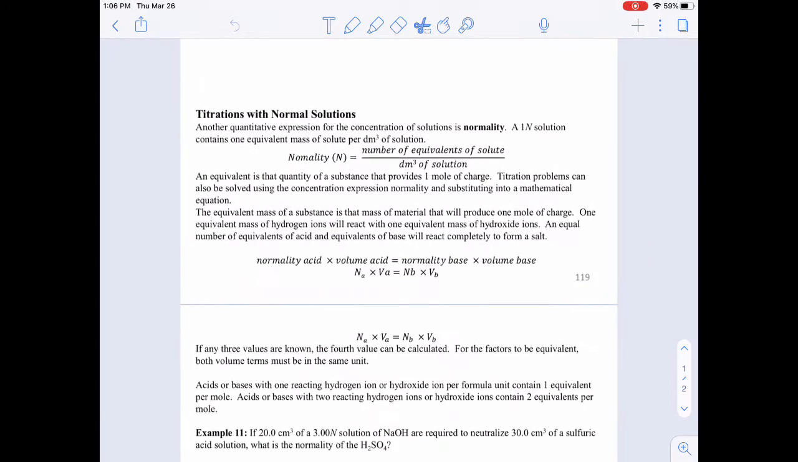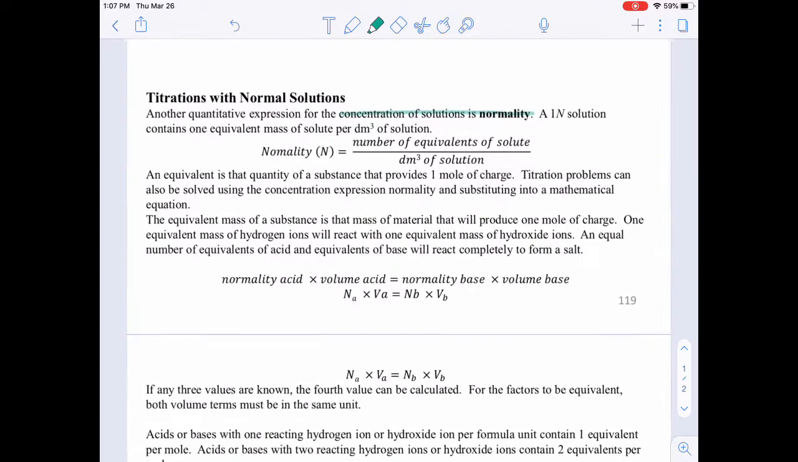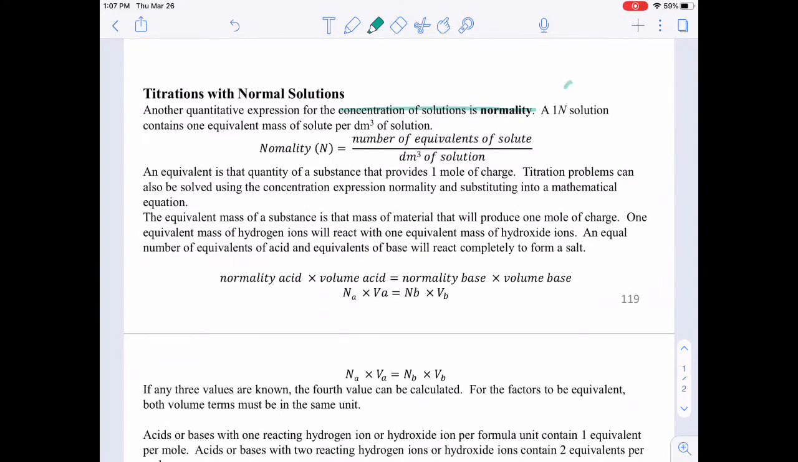Titrations with normal solutions. Normality, which sounds a lot like molality. So yes, once again, another way to express concentration. Normality, with a capital N: a one normal solution contains one equivalent mass of solute per decimeter cubed of solution.